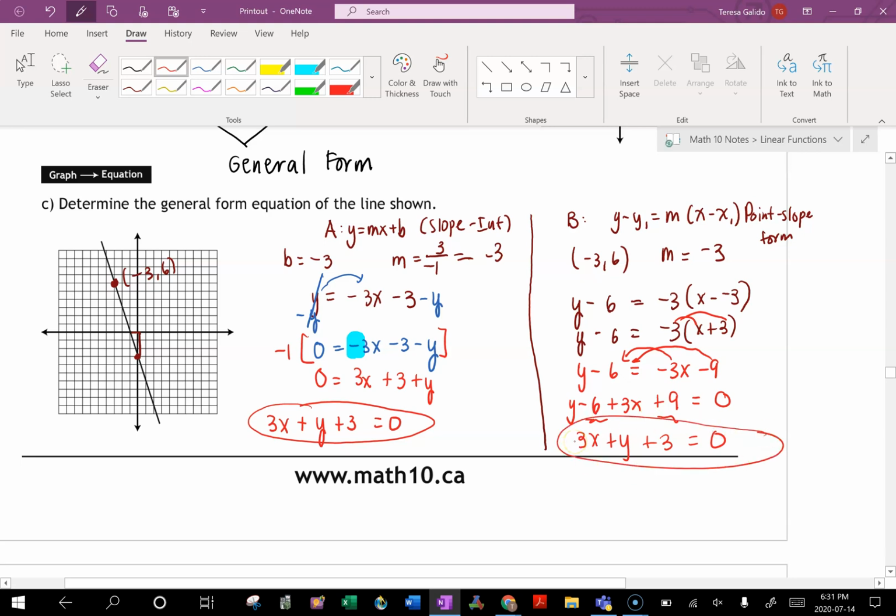So as you can see, this gives you an idea that whatever you start with, whether you start with y equals mx plus b or y minus y1 equal to m times x minus x1, towards the end, if we write the equation in general form, you're going to end up with the same line.